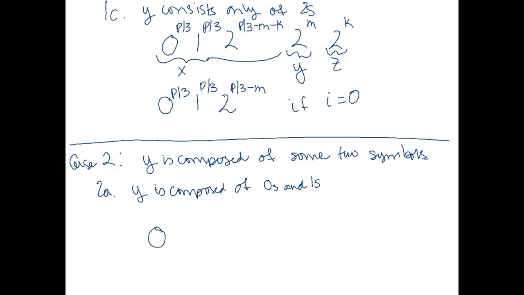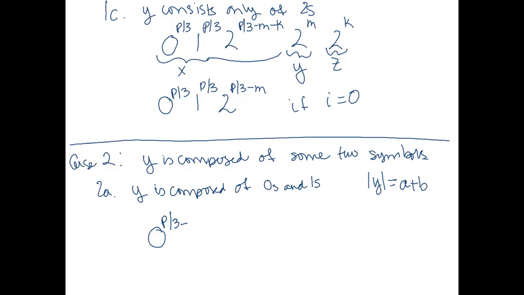Looks like 0 to the p divided by 3 minus... Okay, how do we handle this? We're going to introduce some new variables. Let's let, and I don't want to use x, y, and z, I don't want to use m or k. Eventually I'm going to run out of letters. Let's use a and b. So let's let the length of y equal a plus b. What I'm going to say is that y contains a zeros and b ones.